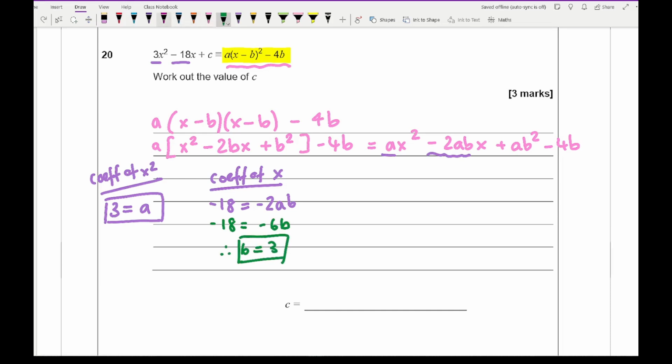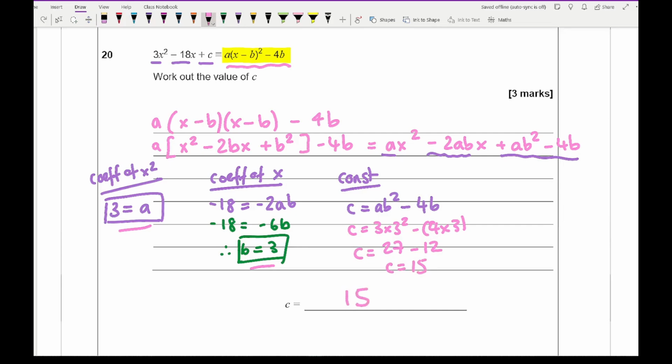And then if we compare the constants, on the left hand side we've got c, and on the right hand side we're going to have ab squared minus 4b. Then substituting our known values of a and b, which is 3 and 3, we end up with c equals 3 times 3 squared minus 4 times 3. 3 times 3 squared is 27, minus 12 gives me a c value of 15, so c equals 15.